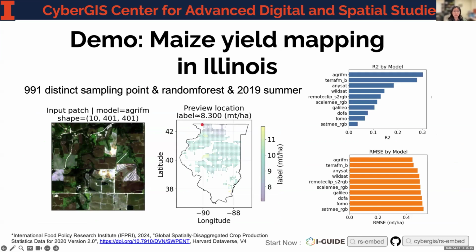To show how rs-embed works in practice, we also created a demo using it. We used 991 distinct sample points from the summer of 2019 and a random forest model for the downstream task. During this whole process, we obtained the embeddings of 10 foundation models for that region and time by merely calling the export batch function once. So users can return to their subsequent model design and their own research without worrying about the troublesome process.